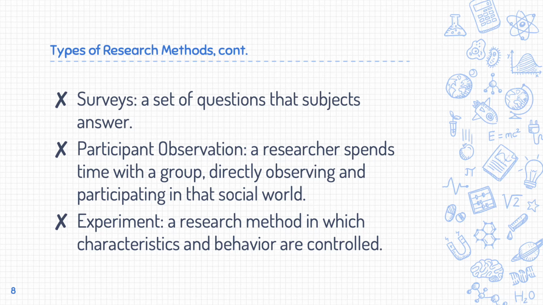The third is experiments. This is a method where characteristics and behavior are controlled, allowing the researcher to research a specific thing.